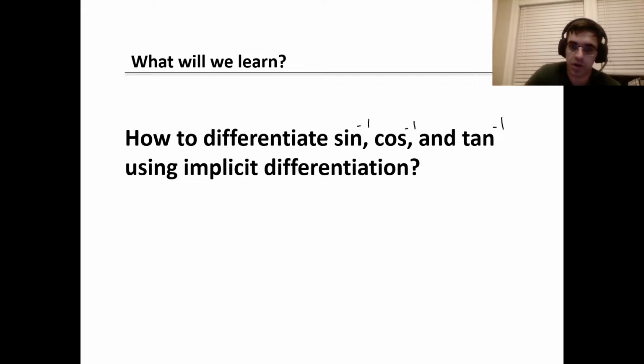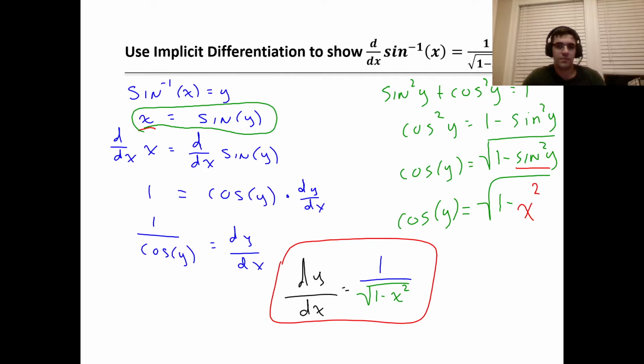So what we're going to learn in this lesson is how to differentiate sine inverse, cosine inverse, and tangent inverse using implicit differentiation. If you remember, we learned to derive all 6 trig functions, sine, cosine, tangent, secant, cosecant, and cotangent, before by using the quotient rule. So low d high minus high d low over low squared. To find the derivative of the inverse functions, we first need to know how to do implicit differentiation. Now we've done that, so here we are.